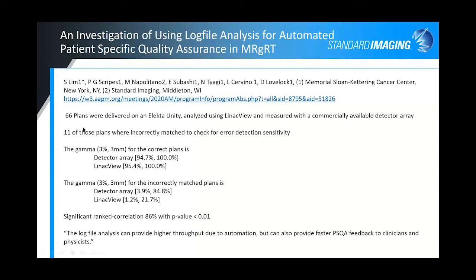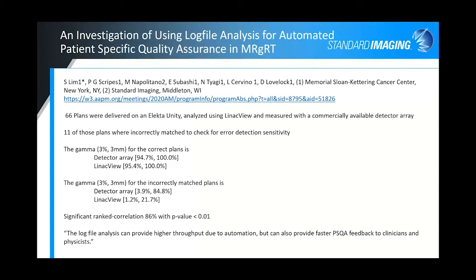So for this study, 66 plans were delivered on an Elekta Unity. These plans were also analyzed with a detector array as well as LinacView. 11 of the 66 plans were incorrectly matched to check for error detection sensitivity. And just a step back, with the Elekta Unity, each plan of the day is optimized when the patient is on the table. So they were focused on correctly matching the day's RT plan to what was being delivered.